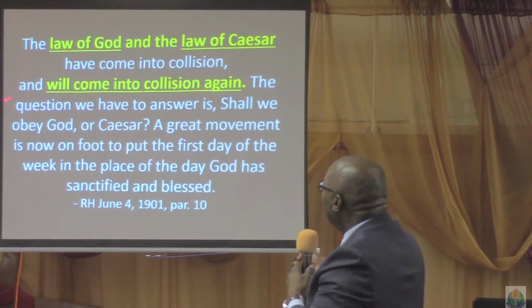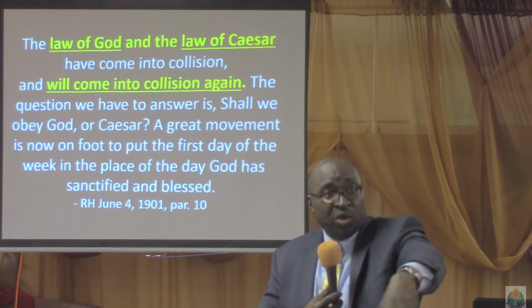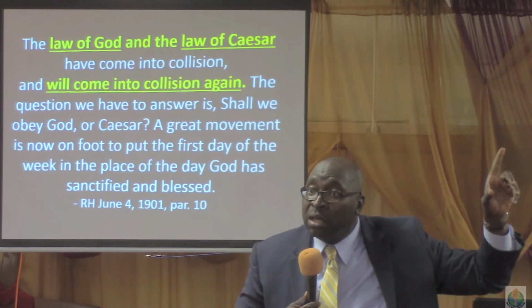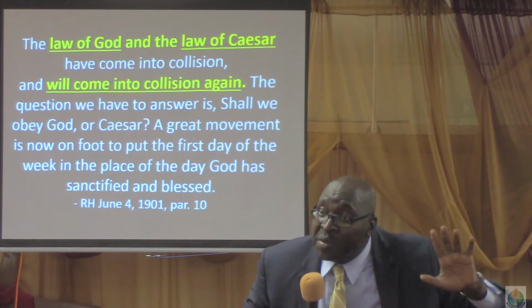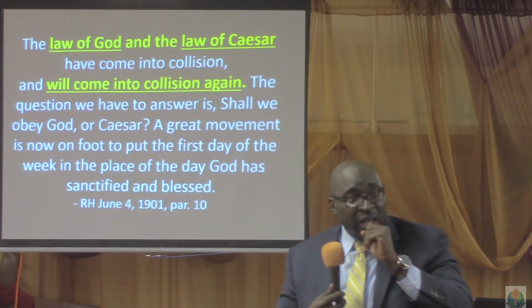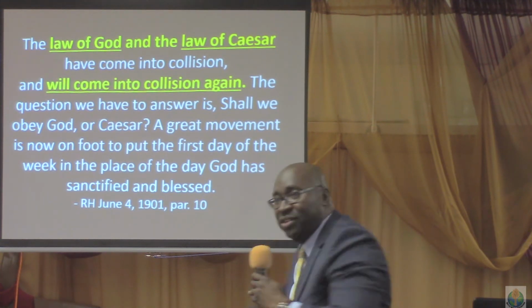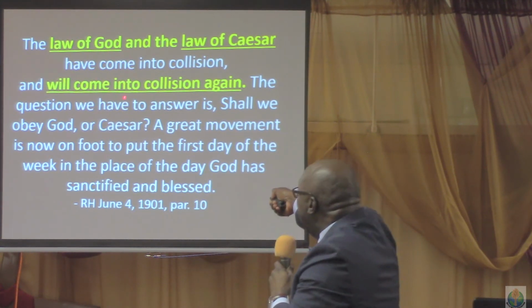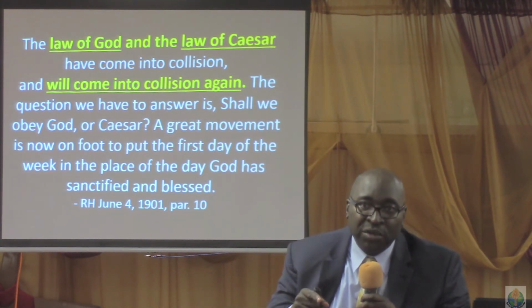And will come into collision again. So have it come into collision, I mean that there's what? A present collision going on. Where's the first one on the law? When was that? Do you remember? 321 by who? Constantine. Okay. You following the message now? So the law of God and the law of Caesar have come into collision. But here's the point I want to get. And will come into collision or what? Again, that's when the ship comes around.